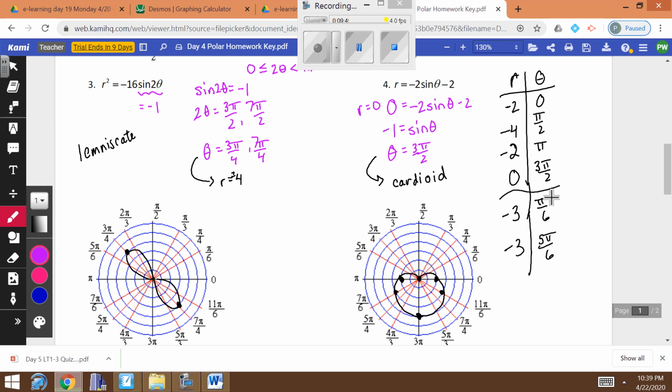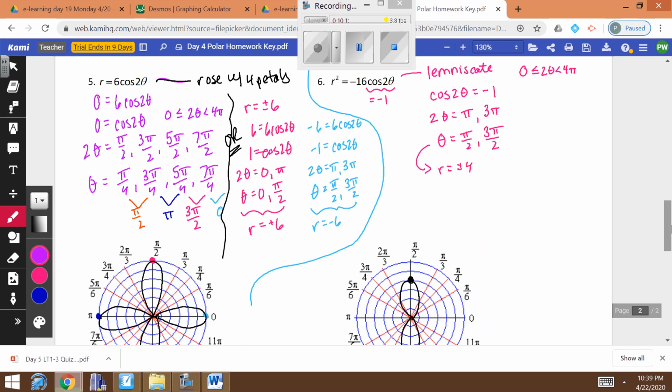Now I picked pi over 6 and 5 pi over 6 because I knew those were the places where the sine is 1/2, and I thought that was a nice easy one to find there. So again, if the sine was 1/2, -2 times 1/2 would be -1, and -1 minus 2, that's where I got the -3s from. That helps us round out the curve of the cardioid.